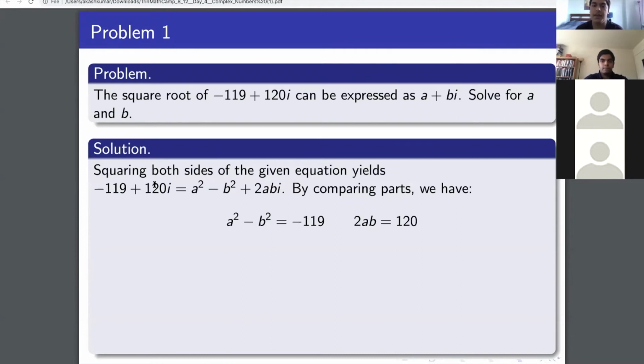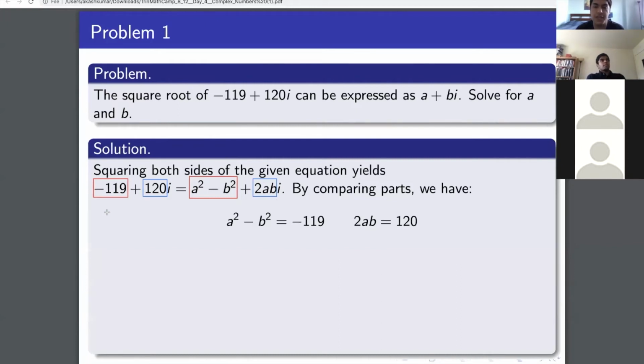So now the main part of this solution is the comparing parts, right? So as I said earlier, I'm just gonna box these. So a squared minus b squared is your real part, and then the coefficient of i, your 2ab, is your imaginary part. And then if we look on this side, 120 is your imaginary part, and then your real part is -119. I'm sorry, -119.